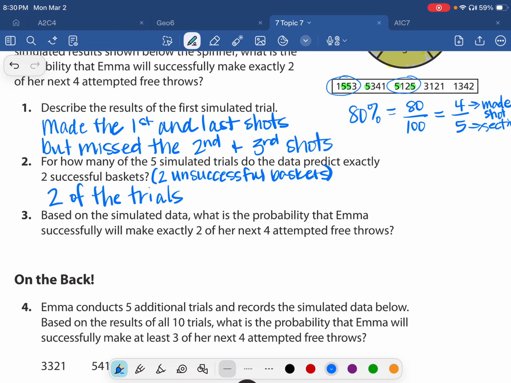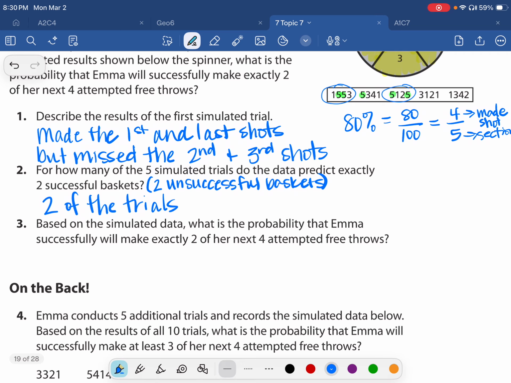So the third question here, based on the simulated data, what is the probability that Emma will successfully make exactly 2 of her next 4 attempted free throws? So out of those 5 trials, 2 of them, let me finish writing. I can't talk and write at the same time. So exactly 2 successful shots. Out of the 5 trials, only 2 of the simulations gave her exactly 2 successful shots. So 2 out of the 5 times, her probability is about 40% of making 2 of the next 4 attempted free throws.